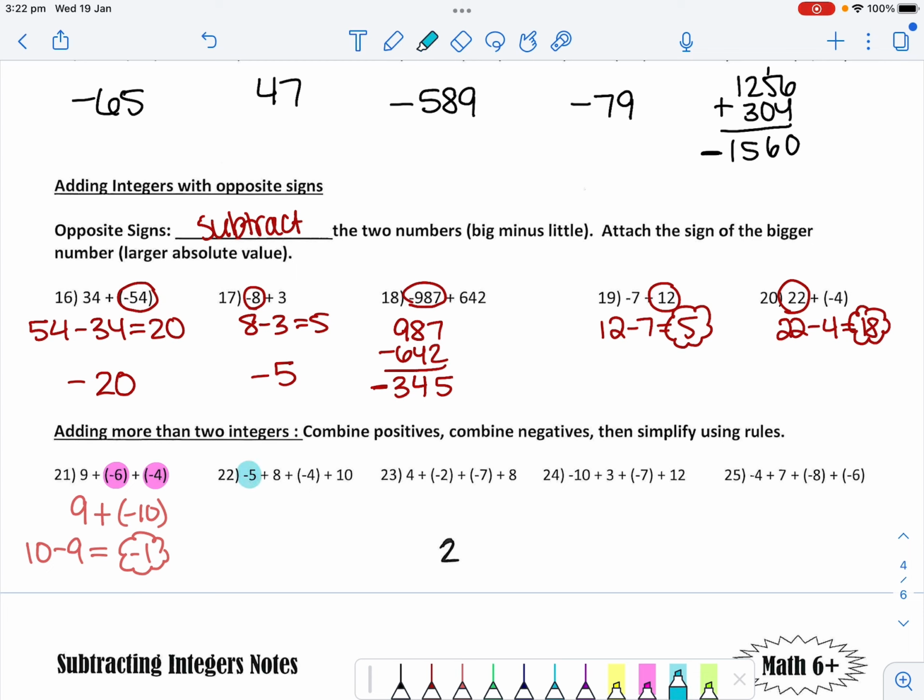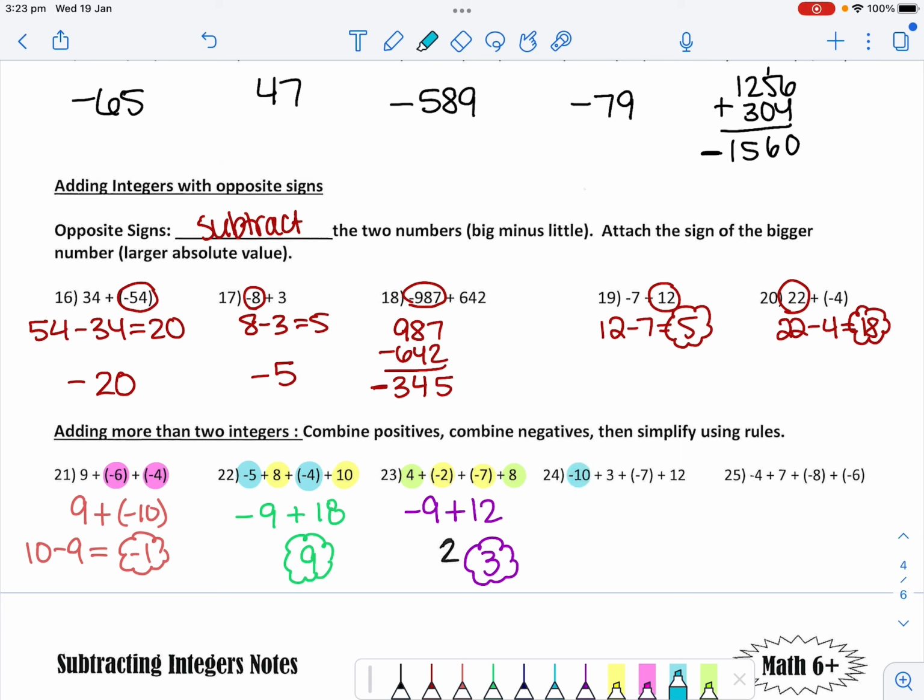So down here, I'm going to combine negative 5 and negative 4, and then 8 and 10. So negative 5 and negative 4 is negative 9, plus 8 plus 10 is 18, and then negative 9 plus 18 is going to be positive 9. 18 minus 9 is 9, and the 18 is positive. So here, negative 2 and negative 7, and then 4 and 8. So I'm going to have negative 9 plus 12. 12 minus 9 is 3, and the larger value is positive, so I'm going to have positive 3.